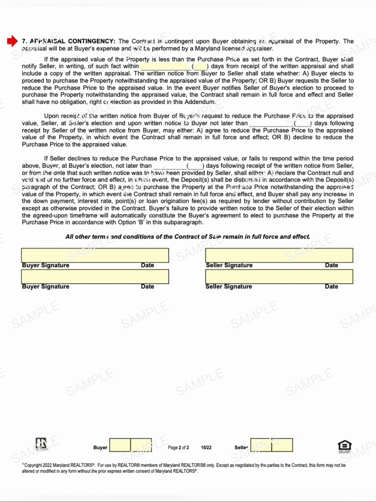So you'll write the letters TWO and then write 2. Now, whatever you choose here is up to you. I'm just making a hypothetical 2 days. From the receipt of written appraisal, and shall include a copy of the written appraisal. The written notice from the buyer to seller shall state whether A. the buyer elects to proceed, B. the buyer requests the seller reduce the purchase price to the appraised value. In the event that they do this, the contract shall remain in full force and effect if the seller agrees to this. Upon written notice from the buyer of buyer's request to reduce the purchase price, again, here we have a response from the seller we're waiting for.